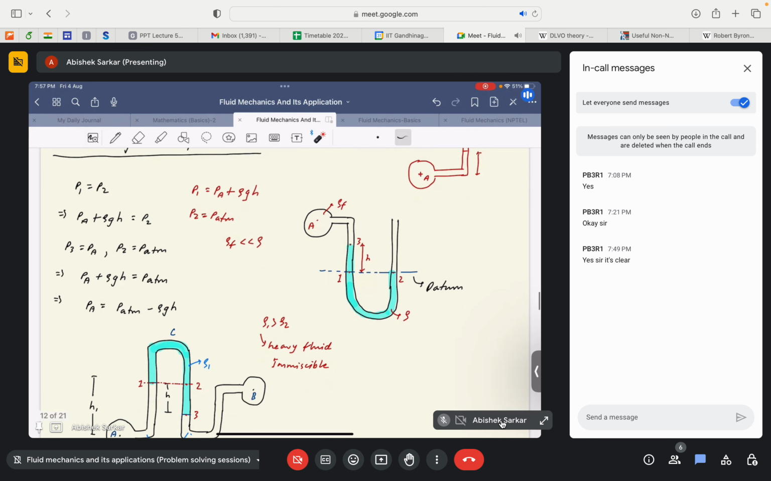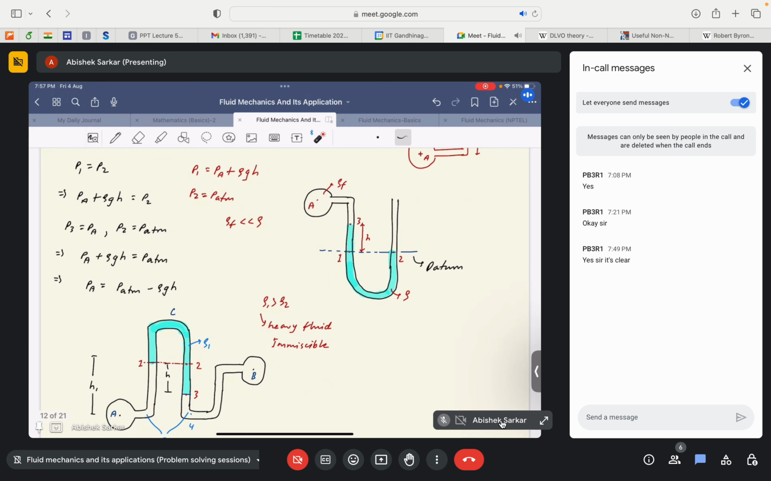Then, given that we have the values of both P1 and P2, we equate the two values and find that PA is equal to PATM minus rho GH. Just equating the two values. So it's a very simple case.